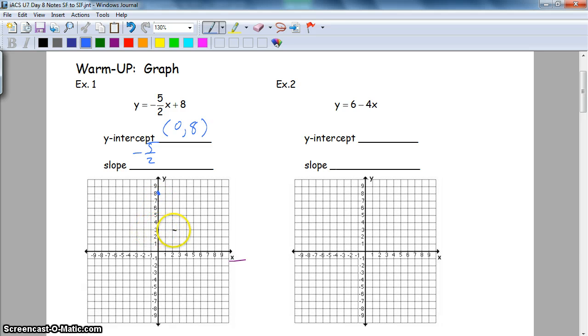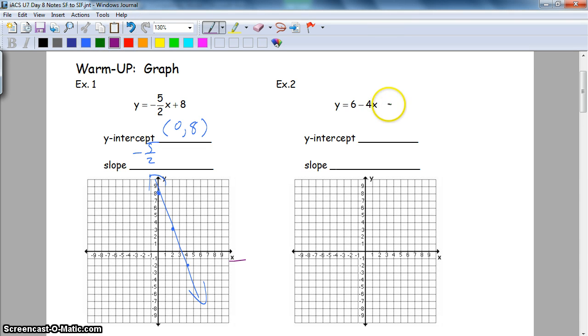Now, which way is going to give us a negative? Is that going to give me a negative slope? Yep, so I'm going to do it again. Down 5, right 2. Then take a straight edge and draw your line. So that's what the graph for number 1 looks like.